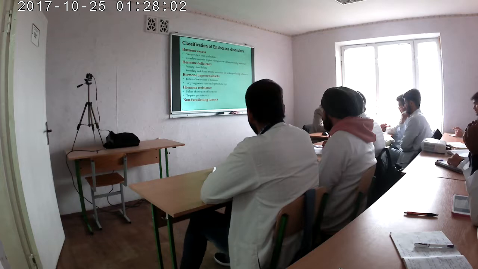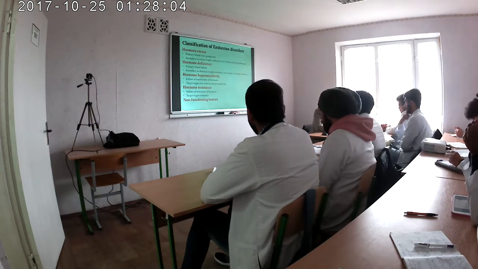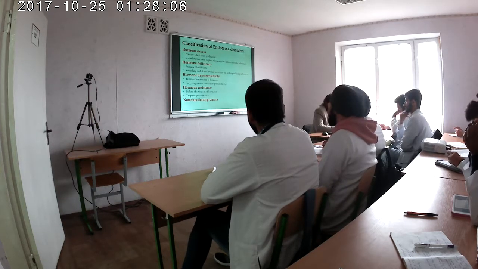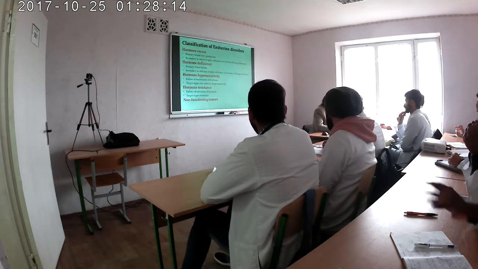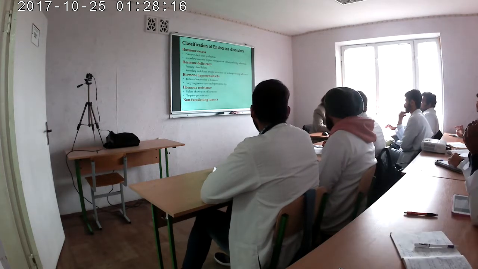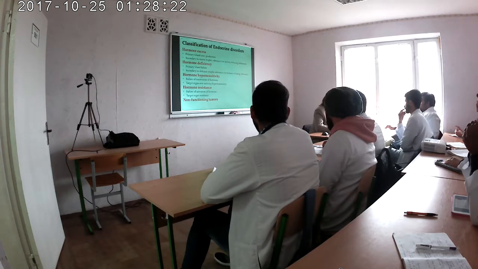Hormonal resistance, failure of activation of hormones. Again, some hormones need to be activated. Well, for example, T4 needs to transform into T3 in order to be active. Well, what happens if something breaks down along those lines? You have lots of T4, but you don't have T3. There's a possibility that can happen. Or target organ resistance, lack of receptors or defective receptors.